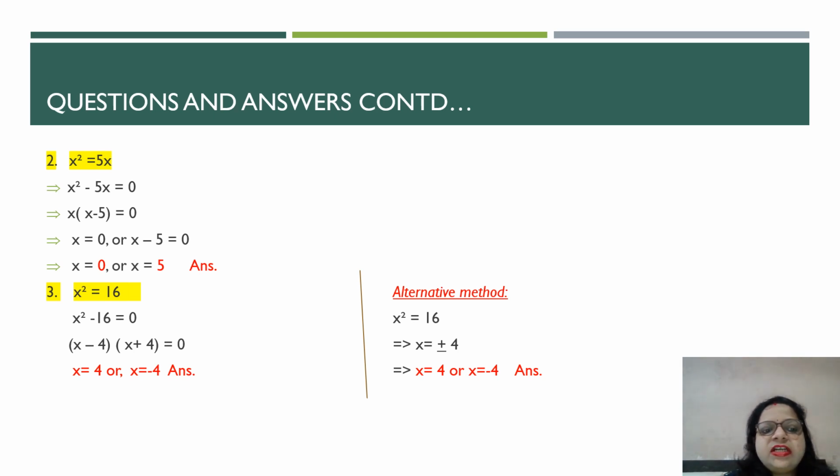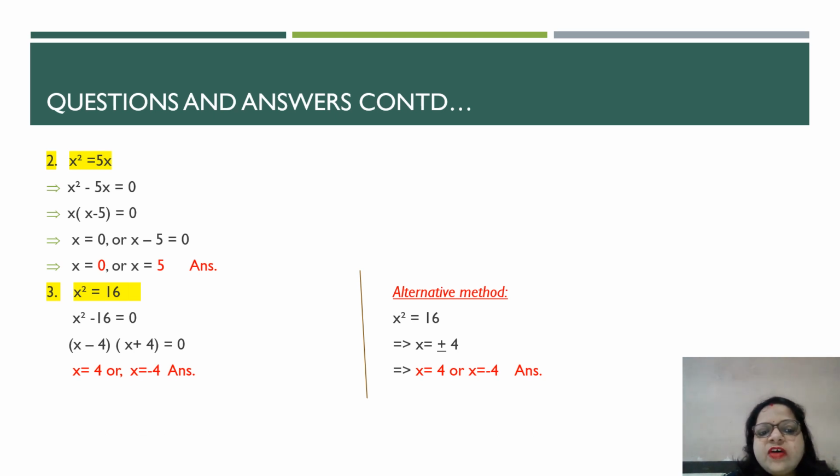Now the third question, children: x square is equal to 16. So we will bring 16 to the left hand side. x square minus 16 is equal to 0. Now what we see, it is of the form a square minus b square. How? x square minus 4 square.